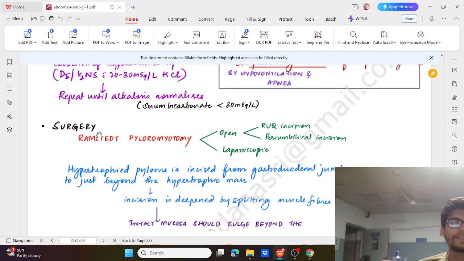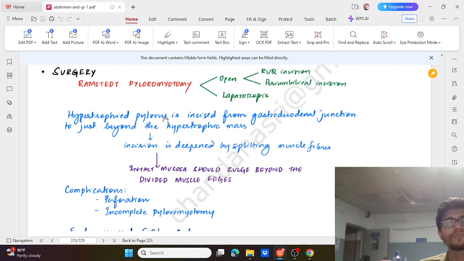Now for surgery, we have to go for Ramstedt pyloromyotomy, which can be an open or laparoscopic approach. In open, there could be either a right upper quadrant incision or a periumbilical incision. The hypertrophied muscle of the pylorus is incised from the gastroduodenal junction to just beyond the hypertrophic mass. The incision is given and is deepened by splitting the muscle fibers.